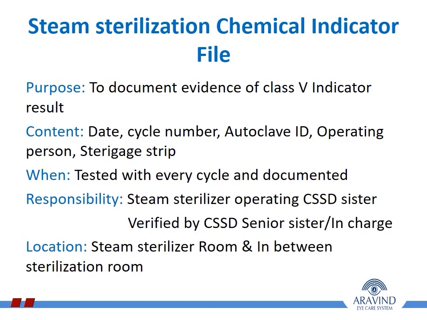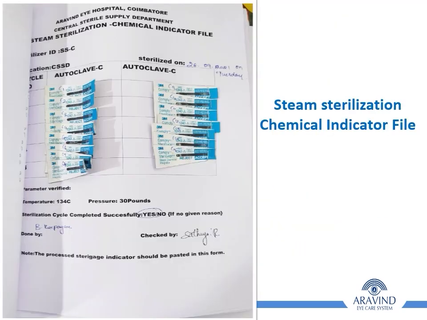Next, steam sterilization chemical indicator file. This register is to document the evidence of class 5 indicator results. It contains date, cycle time, autoclave ID, operating person, and Sterigo strip. The entry is made for every cycle and documented. It is kept in the steam sterilization room and in between the sterilization room. This picture shows the entry of the steam sterilization chemical indicator file.